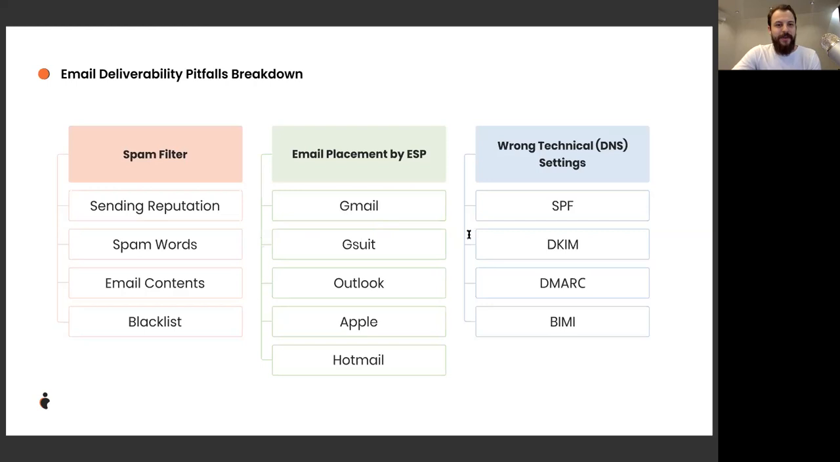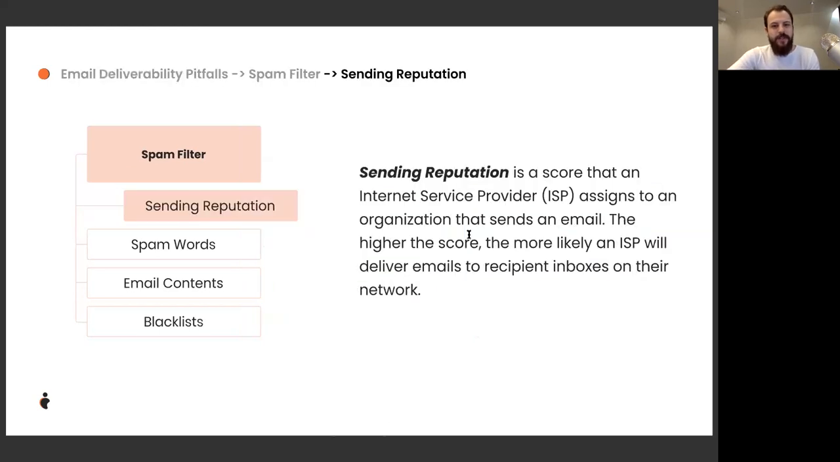All right, so starting with the spam filter. So what is a spam filter, right? We already talked about this. It consists of sending reputation, right? And what is sending reputation? You see the definition here on the screen, right? But simply it's a score, or an identifier, that shows how reputable your domain, your IP, your whole infrastructure is, and it decides whether your recipient wants to receive your email because of your sending reputation or not.